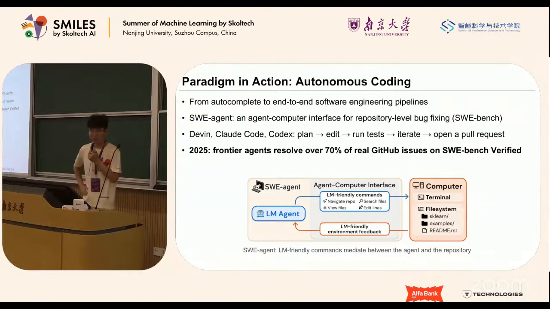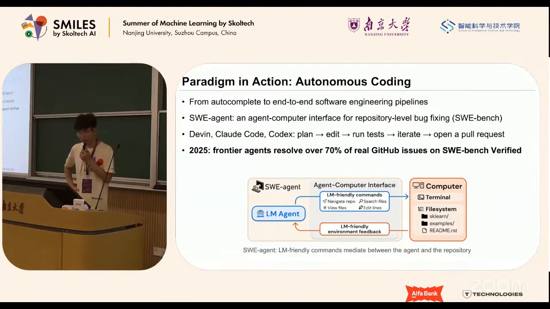Another key application is coding. This has evolved from code completion to end-to-end software engineering pipelines, where agents like SWE-agent and Claude Code can plan, edit repos, run tests, and iterate until bugs are fixed.